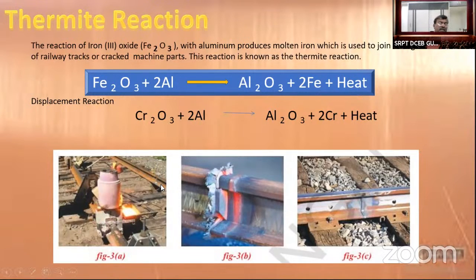These are the railway tracks, or in other terms, rails. They are broken. Then how to weld them? So this is the mold where the thermite mixture is added and ignited. Then the iron is formed in the molten state. The molten, that is, the liquid form of iron, settles down and gets into every crack or every gap of the rails, and you see in this picture the joint is welded perfectly. So this is the suitable method.